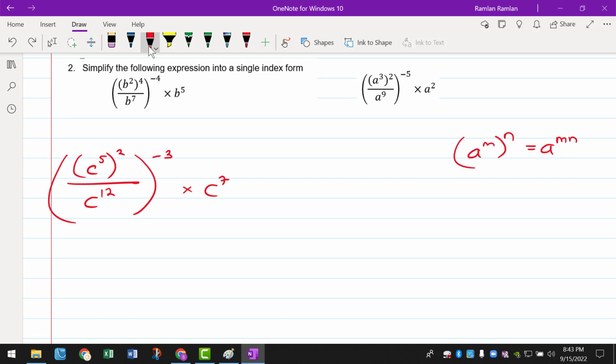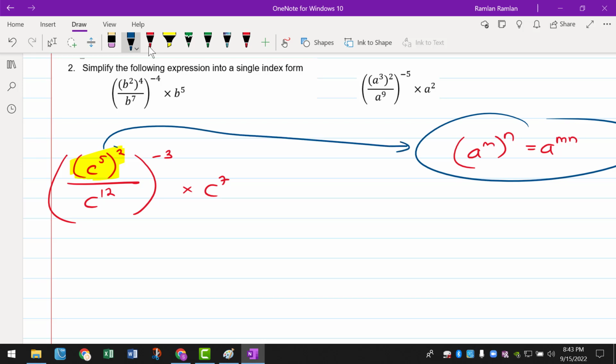So we know that we have a bracket inside a bracket, so the deepest bracket you need to do first. Okay, so we are going to focus on this one first. We can use the third law, this law, to simplify that. So we can just multiply these two powers. So 5 times 2 will be equal to 10, right?